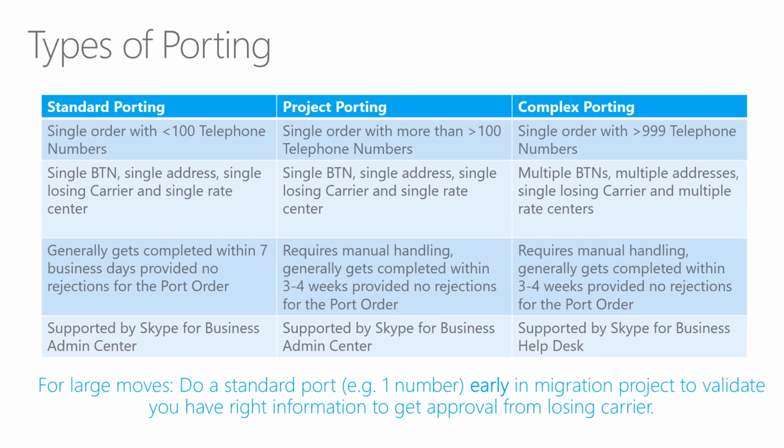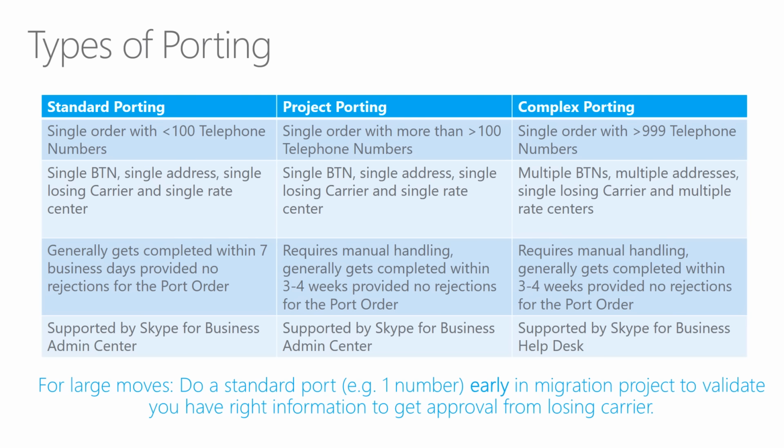There is a single billing telephone number, a single address, a single losing carrier, and a single rate center. This is usually done within 7 business days if there's no rejection for the port order. So that's quite simple. The slightly more complex one is project porting, where we're talking about more than 100 phone numbers, but still less than 1,000 phone numbers. Again, there's a single billing telephone number, a single address, a single losing carrier, and a single rate center.